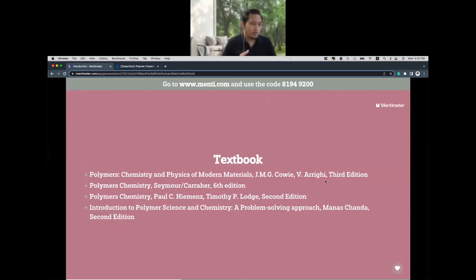The third book, I'm not really going to use a lot. It's Hiemenz and Lodge, Polymer Chemistry. But I will use the first book and the second book a lot. The fourth book is more like a comprehension of polymer science and chemistry. It's not really long, it's like a short version. It's good for a summary, but I think I will keep the main topics on the first textbook and some additional material from the second textbook.